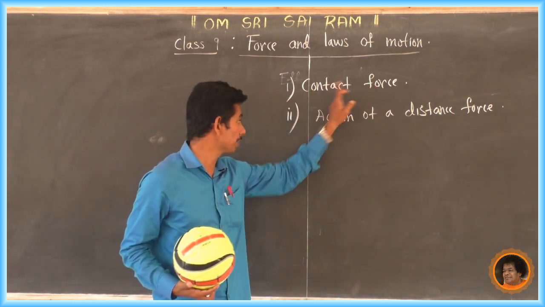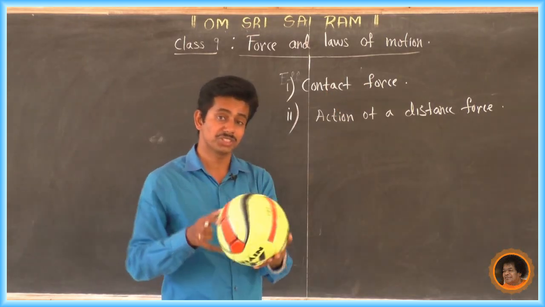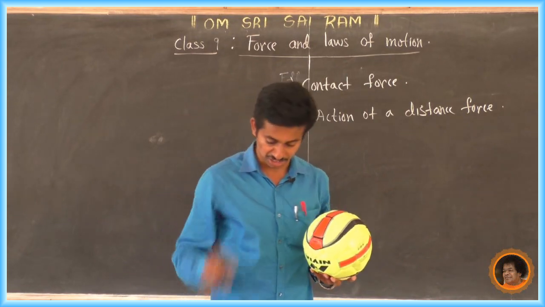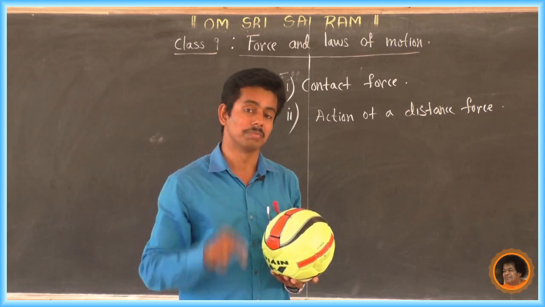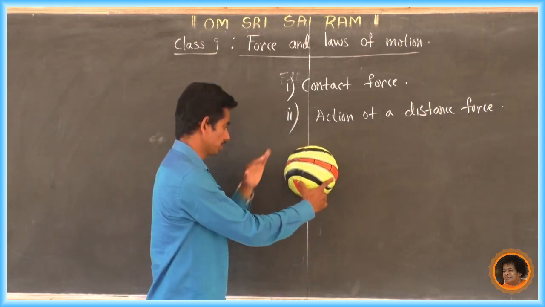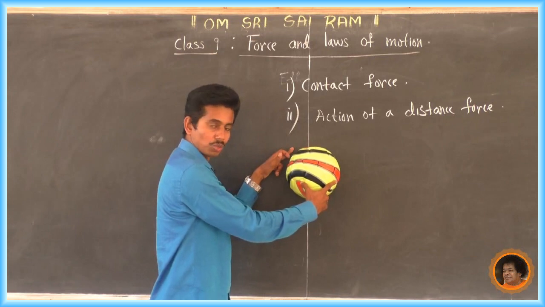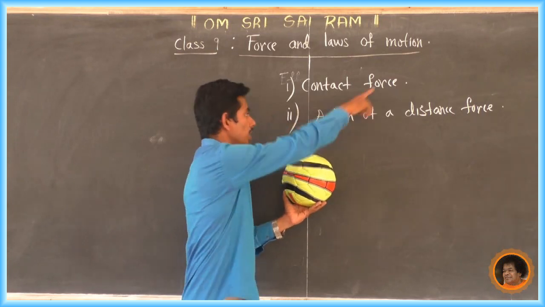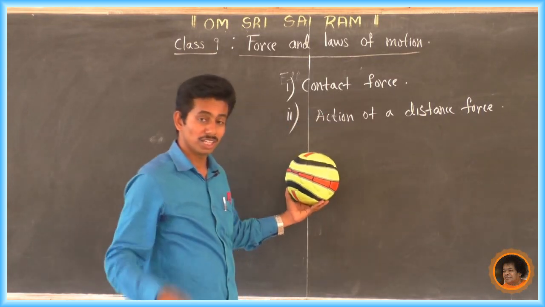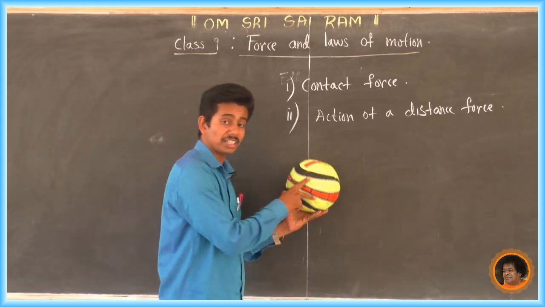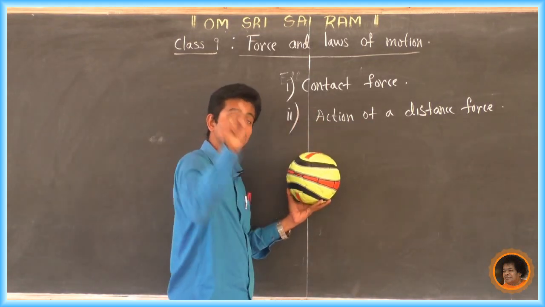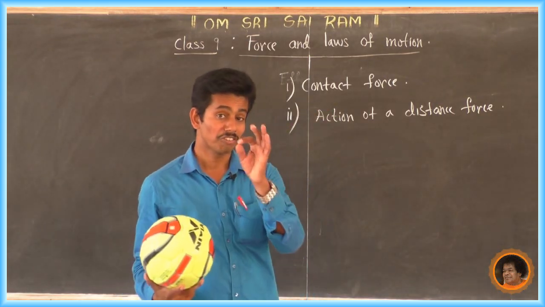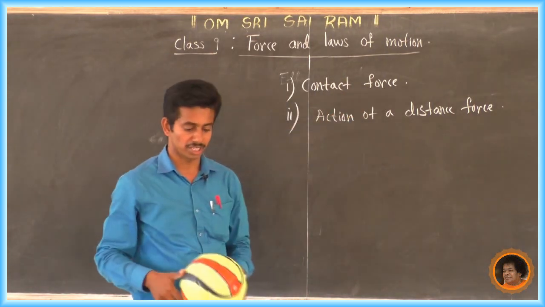The name refers to it: contact means two objects in contact with each other. When two bodies are in contact with each other, there is a force acting between them. Now these are the two objects: one is the ball and another one is the floor. They are in contact with each other. There is a force in between them. That force is called contact force. Very simple. What do you mean by contact force? If two objects are in contact with each other, the force acting between them is called contact force. An example of contact force is frictional force.